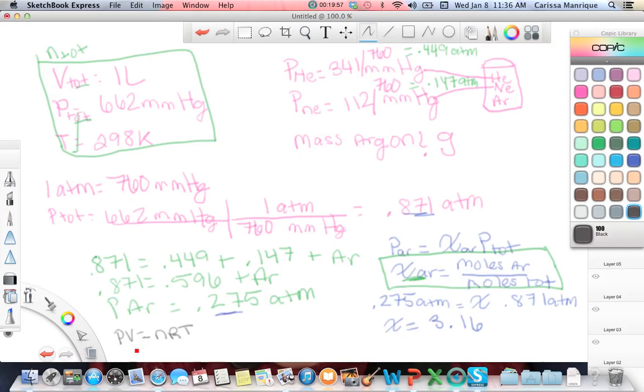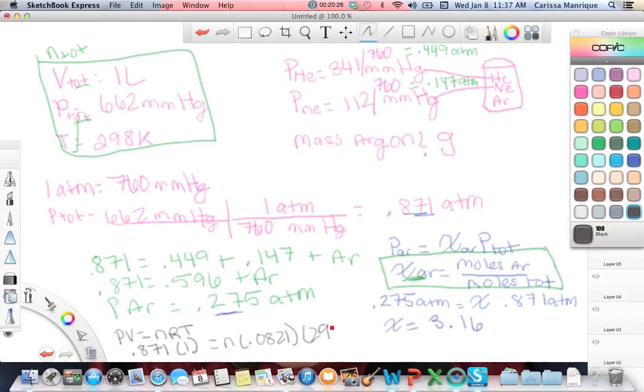So I have PV equals nRT. Pressure is 0.871, so pressure total. My volume is 1 liter. How do I know that? Because it says up here, volume is 1 liter. My temperature is 298. And I'm solving for n. R is 0.0821 and temperature is 298.